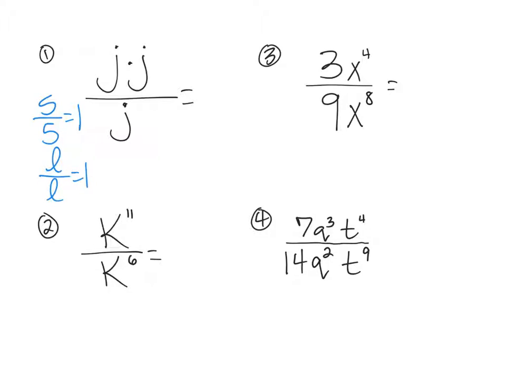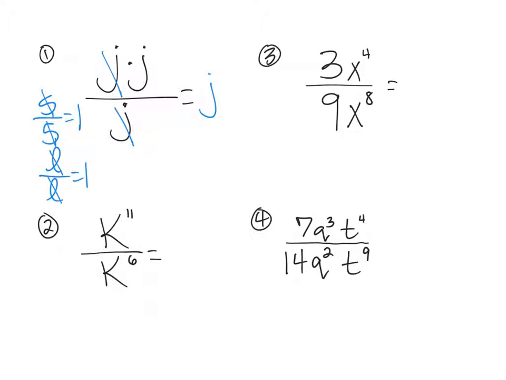1. So right here on number 1, I have a J over a J. There are two J's on top and one J on bottom. Basically, the 5 and the 5 canceled, the L and the L canceled. So I can cancel like that, a J over a J, and that becomes 1. So what would my answer be? Just a J.